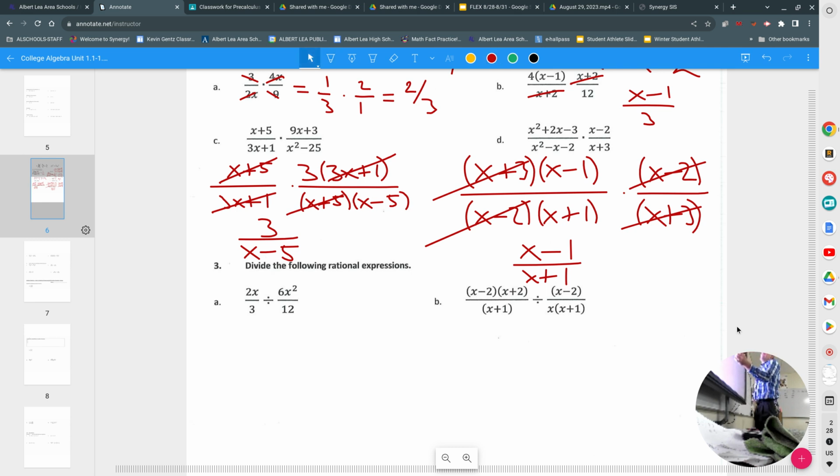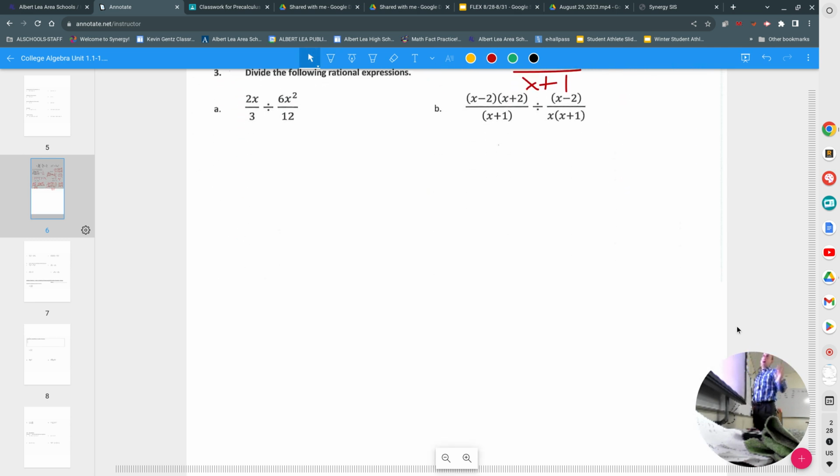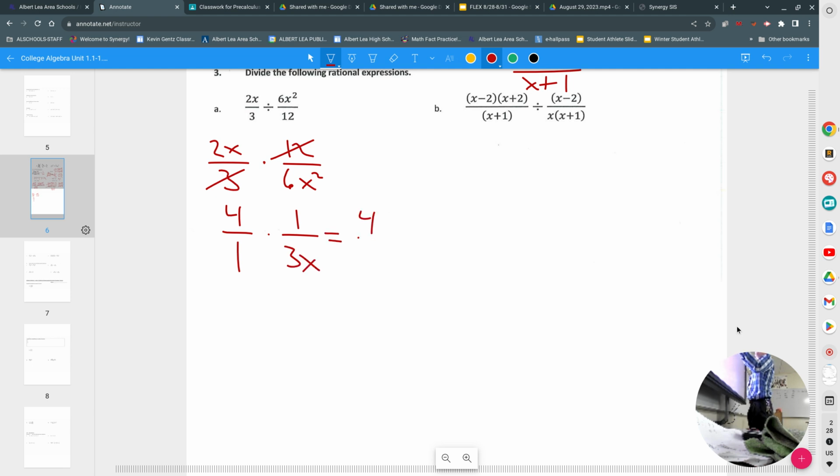So let's look at the next section. We need to divide, and then we need to add and subtract. I never divide fractions. What do I do instead? Yeah, so 2x over 3, and I multiply by 12 over 6x squared. Now I could take this and try to reduce. 12 over 3 reduces to 4 over 1. And 2x over 6x squared reduces to 1 over 3x. As I multiply, I get 4 over 3x.